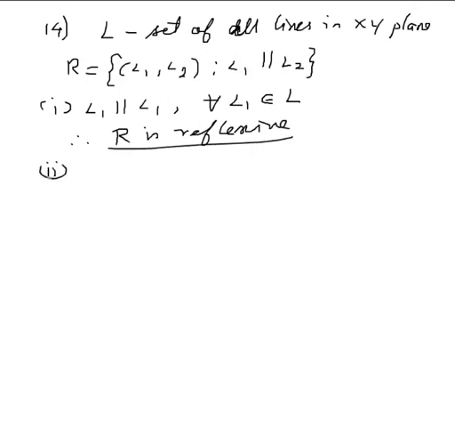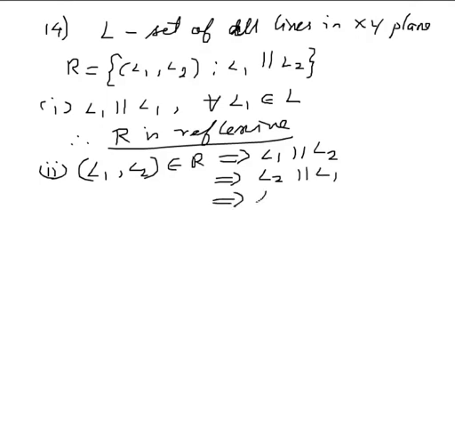Now the second one. Say (L1, L2) is an element of R. The definition is L1 must be parallel to L2. If L1 is parallel to L2, L2 will be parallel to L1. Therefore, I can say that (L2, L1) will also be in R for any two elements L1, L2 taken from the set L. Therefore, R is symmetric.